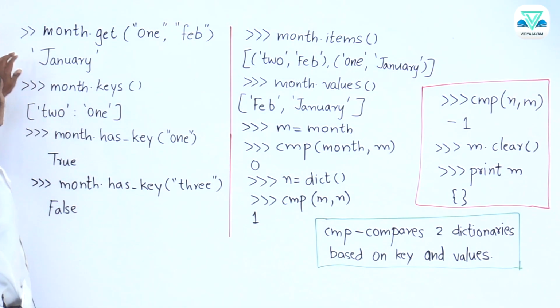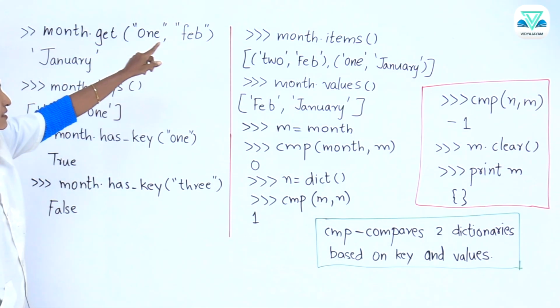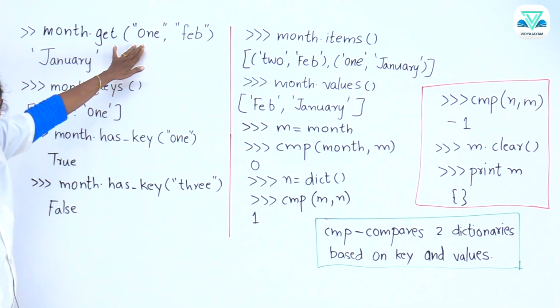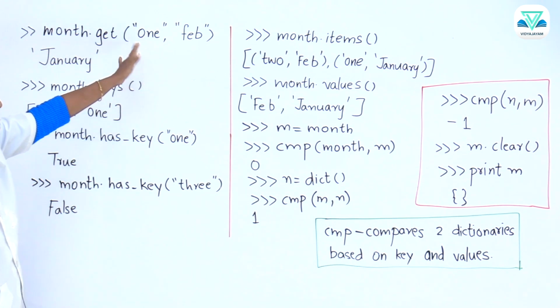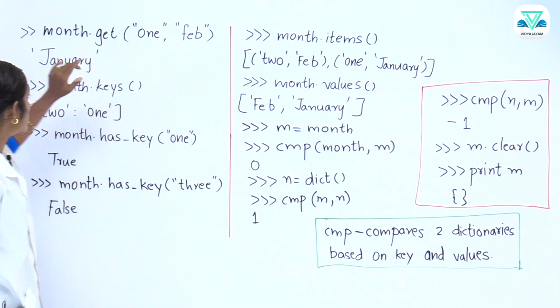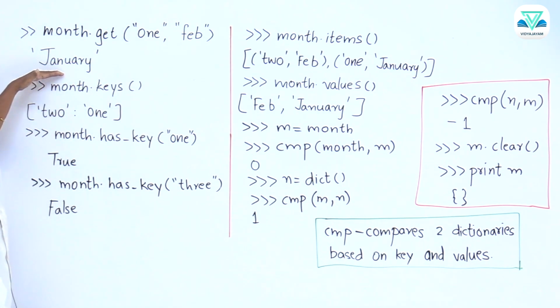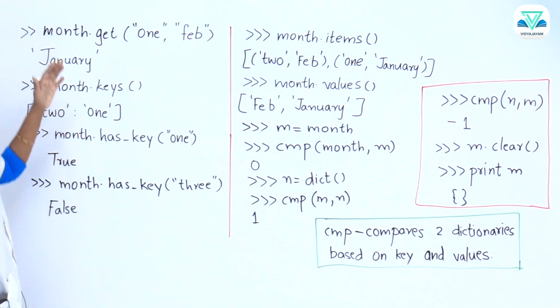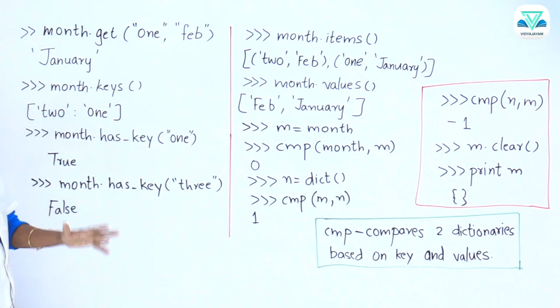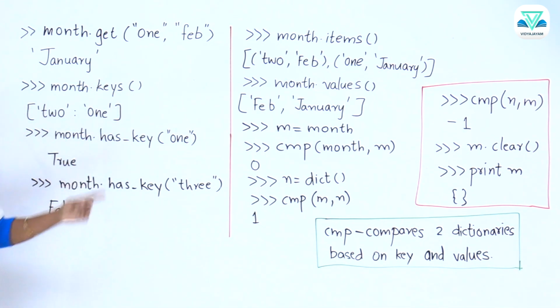The next function is month.get(1, Feb). So what happens is, for 1 we already had the value, that is our key is 1, so our key value is not Feb. So we have written like this, and it will display the correct key value pair, which is actually January for 1. So the get method is there. In order to find the correct pair for a key we can use the get method.